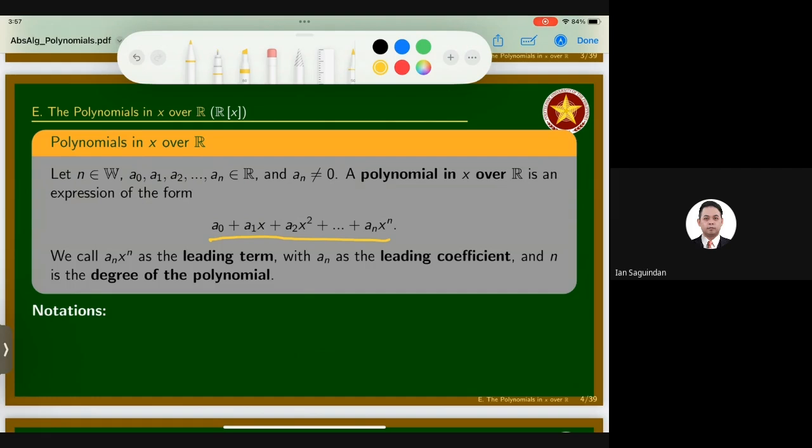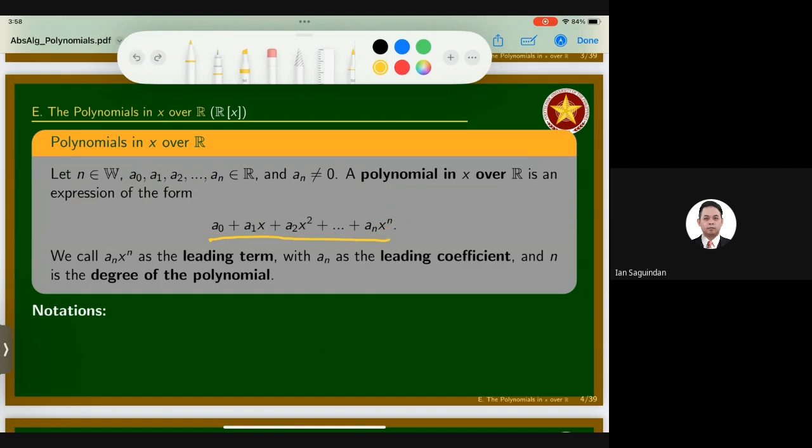Okay, the term a sub n x to the n is what we call the leading term. The a sub n, which is the real number that we declared to be not 0, is what we call the leading coefficient. And the whole number n that you will be seeing, corresponding to the exponent that's paired to the leading coefficient, is what we call the degree of the polynomial. Okay, so that is why it should be clear that a sub n will never be 0. We do not allow a sub n to be 0.